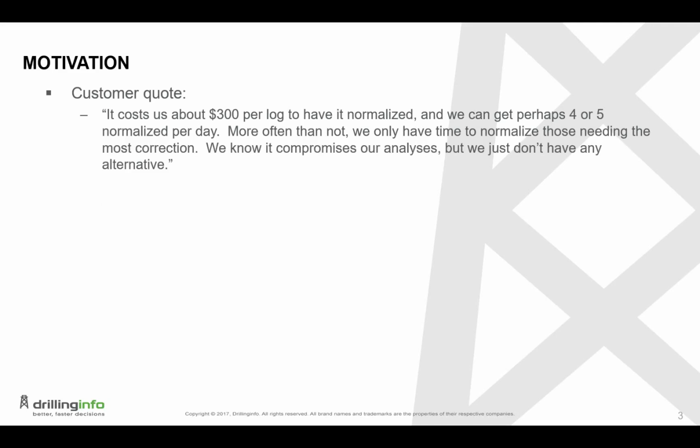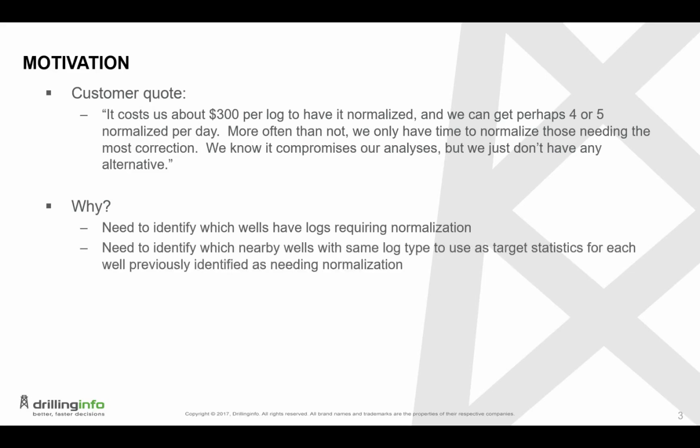In concept, normalization is quite easy, but why is it so difficult in practice? Well, there are a number of important steps that are required. First, which of the many wells in our database have logs requiring normalization? Then, we need to identify which nearby wells with the same log type are to be used in building the target distributions required to normalize the logs identified in the first step. Performing the normalization of the source log to the histogram of the target logs is actually the easy part.